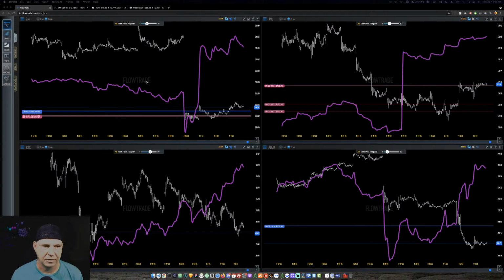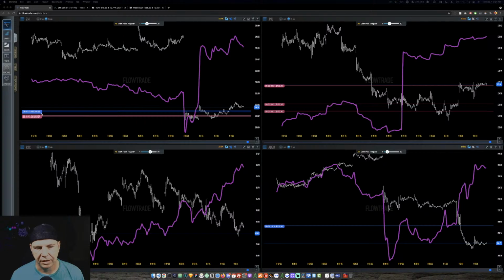Okay, so what you're looking at is FlowTrade. The white that you see is price action. The purple line is the regular algorithm. I don't use the dark pool one for the stream because it takes way too much time to try to explain what's going on with it.